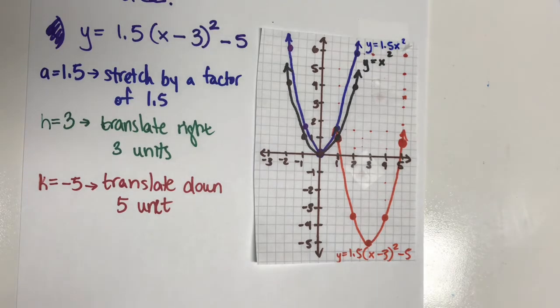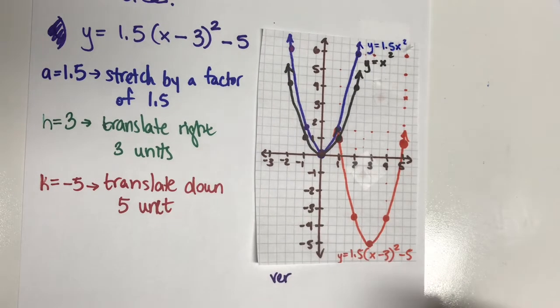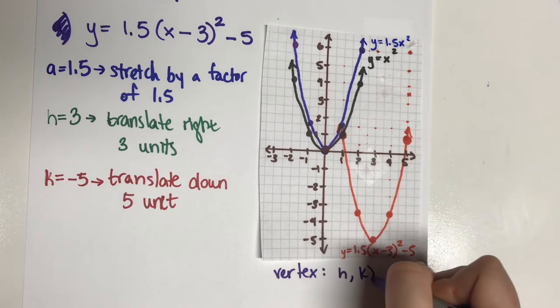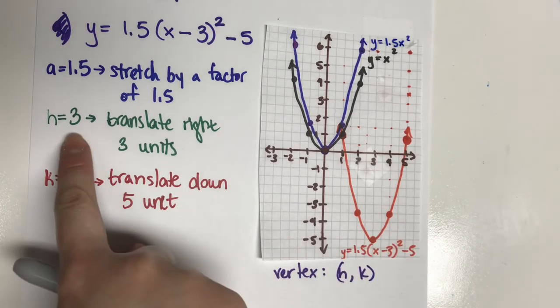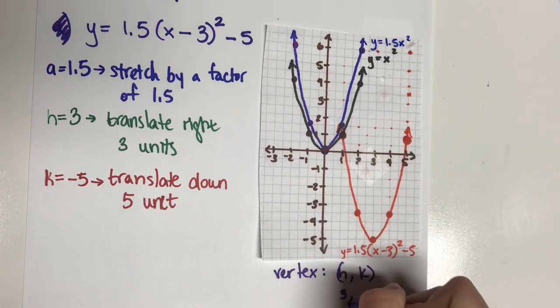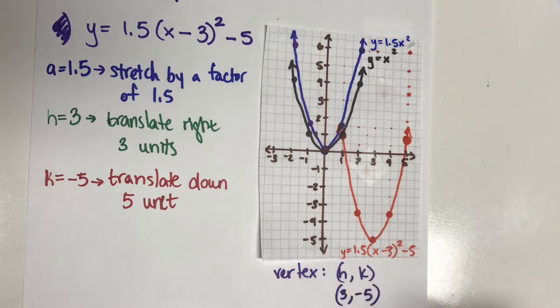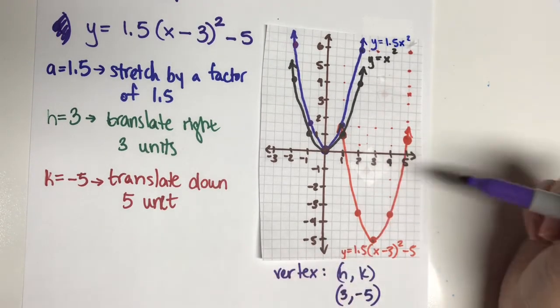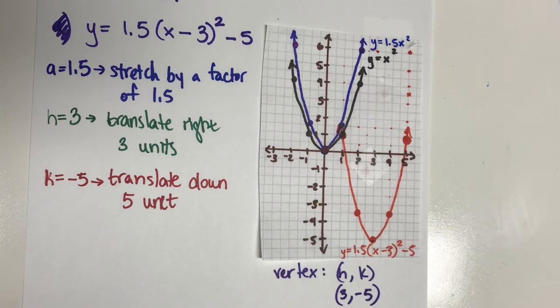And I can verify by looking at my vertex. Remember the vertex is h comma k. So in this case, my vertex is 3 comma negative 5. And if I look at what it ended up being, I have 3 and negative 5. So my vertex is in the right spot. I did the transformations correctly. You can check it like that.